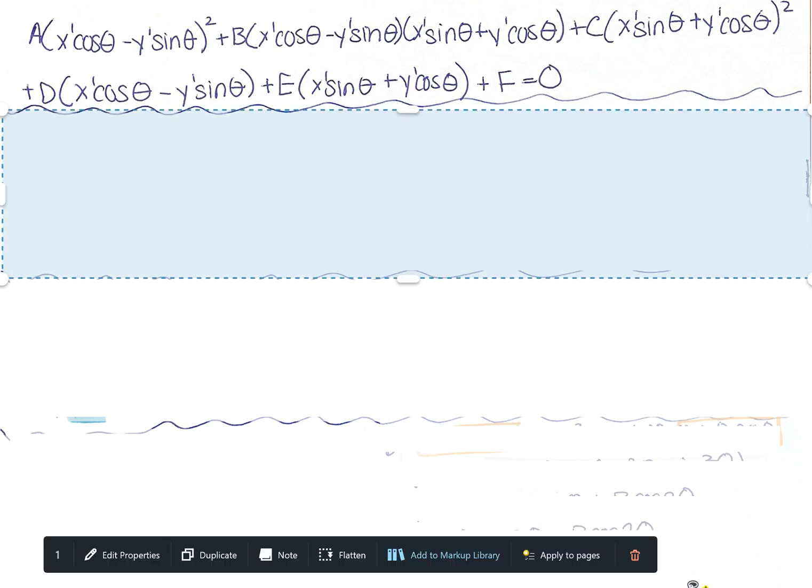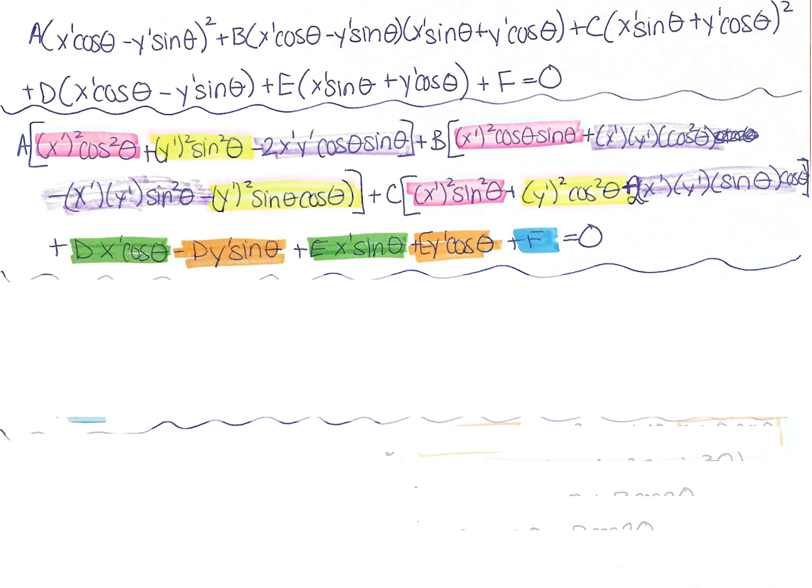The pink is going to be the x prime squared variable, x prime squared, x prime squared. The yellows are y prime squared, y prime squared, y prime squared. The purples are the xy terms, the x prime y prime terms. And then the greens are the x prime terms, and the oranges are the y prime terms. So I do need to continue to distribute. I'm going to distribute everything, and then I'm going to regroup it on the next step.